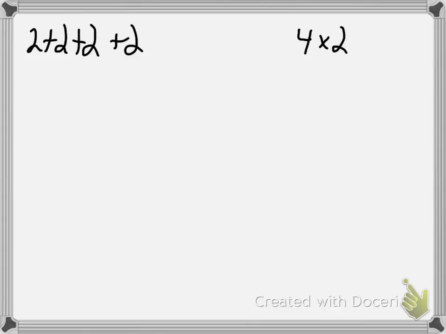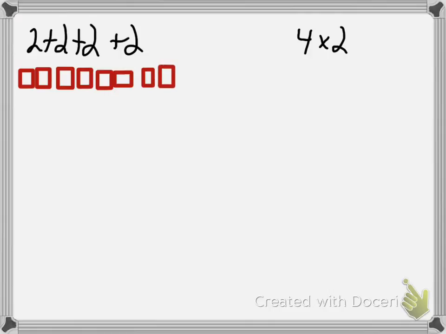So I'm going to start with two boxes, 1, 2. Then I'm going to add two more, 1, 2. Then I'm going to add two more, 1, 2. And then I'm going to add two more, 1, 2.